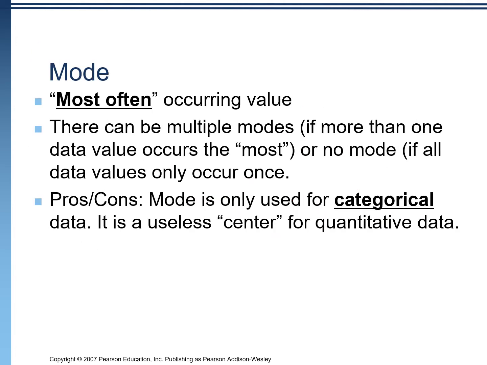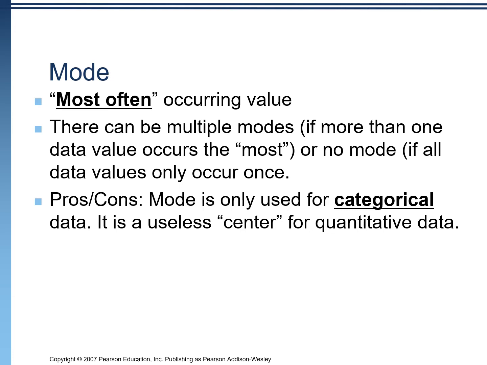Lastly, we have the mode, which is the most often occurring value. We can have multiple modes if more than one data value occurs the most, or no mode at all if all of them happen the same amount of times. We'll also often see our data displayed graphically, which means the mode is the peak of that distribution, and sometimes it's bimodal or multimodal, meaning that there's multiple peaks.